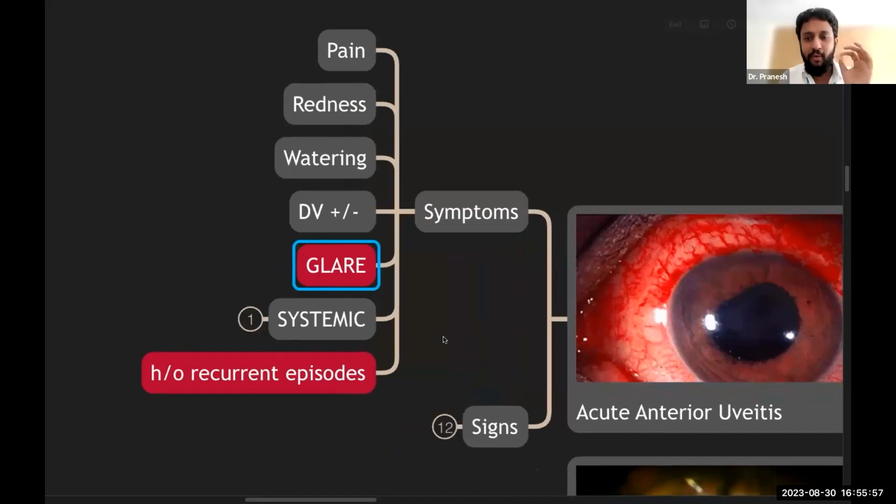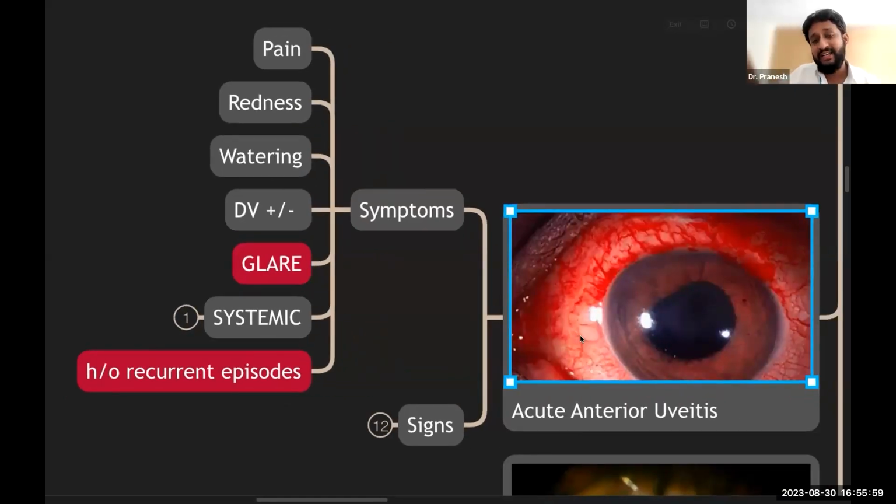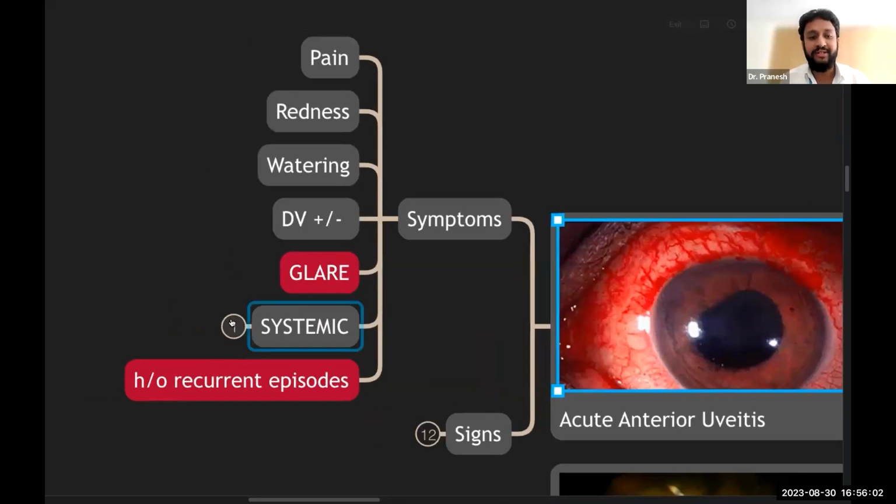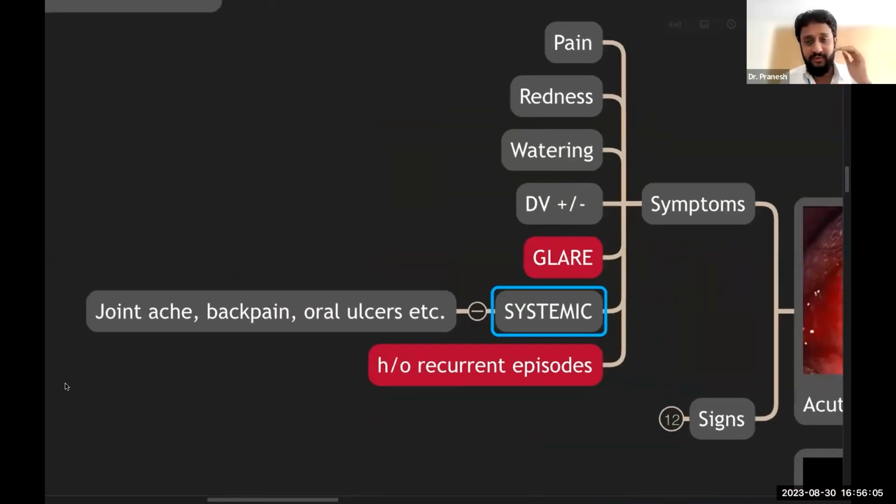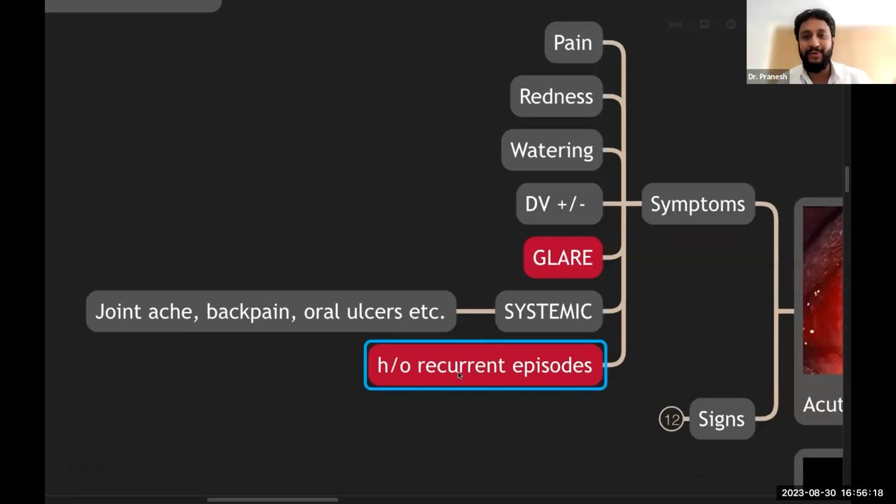The key point about uveitis is that, similar to scleritis, always look for systemic involvement. You see this picture, you should always look for systemic conditions, especially if the patient has a joint ache or back pain, oral ulcers. These are all important history you should collect from those patients. So getting a detailed history in uveitis is very important. And the patient will have recurrent episodes, frequent episodes. Acute red eye with recurrent episodes is equal to acute anterior uveitis, scleritis, episcleritis, and viral keratitis. These are 4 conditions where you'll have repeated attacks of acute red eye.